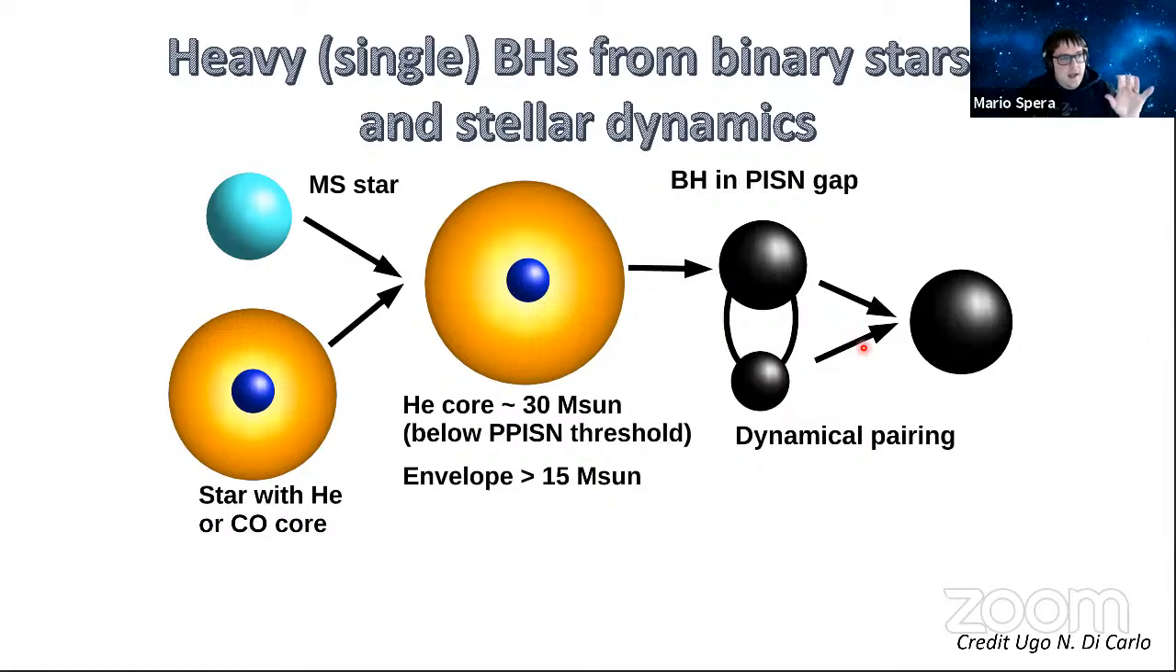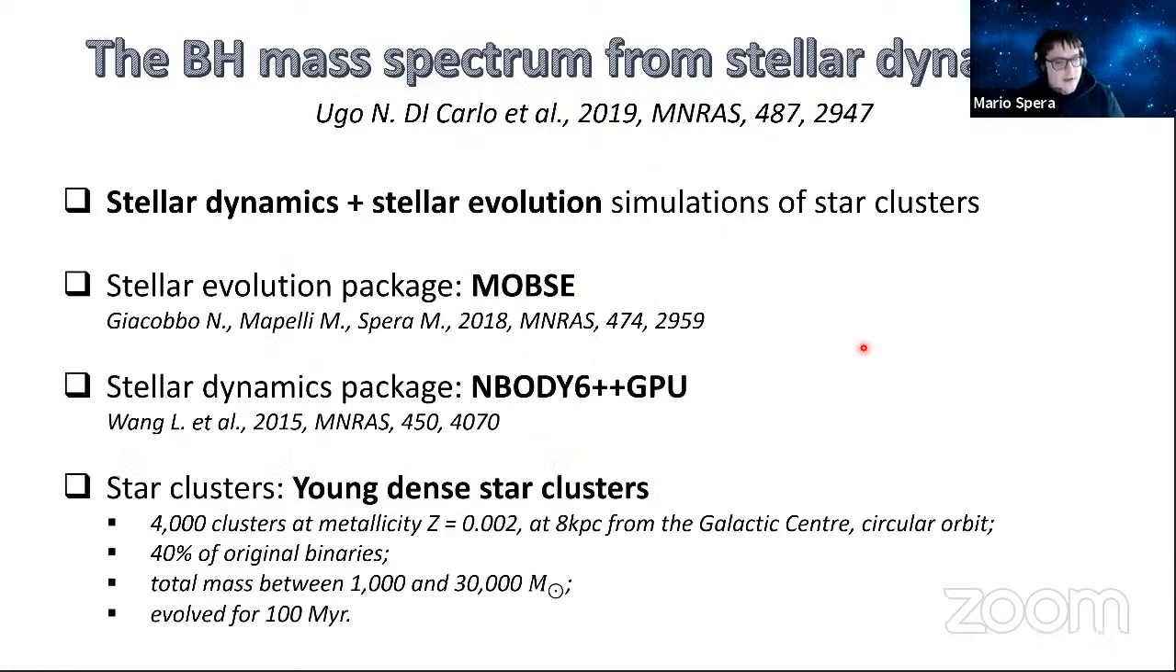We actually investigated this scenario. From our side, what we are trying to investigate is the role of young dense star clusters in the formation of merging compact object binaries and in the formation of black holes in the upper mass gap. Specifically, in this paper, we investigate the possible signatures of stellar dynamics on merging black holes in young dense star clusters. The first author of this paper is Ugo Niccolò Di Carlo, a PhD student from Michela Mapelli's research group at the University of Padova.